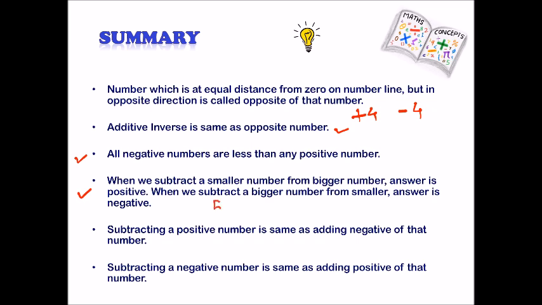We explained this using 5 minus 3 and 5 minus 7. So we entered into integers and we got answer as minus 2 for 5 minus 7. Okay, next was subtracting a positive number is same as adding negative of that number. We saw example of 5 minus 4 and 5 plus minus 4. Then subtracting a negative number is same as adding positive of that number. We saw example 5 minus minus 4 is same as 5 plus 4.